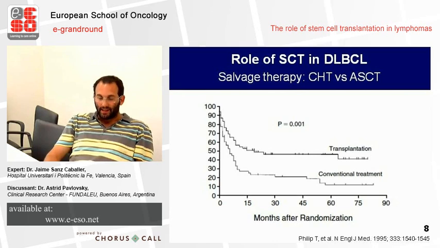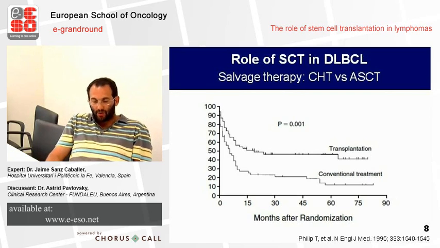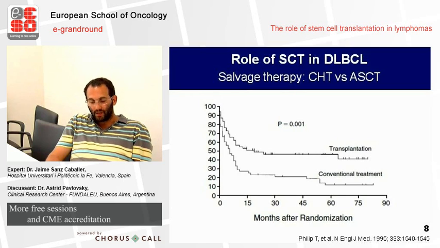Since 1995, when the PARMA trial reported a 46% 5-year event-free survival for patients who received salvage autologous hematopoietic stem cell transplant, against 12% for those receiving chemotherapy alone, the standard of care for patients with relapsed diffuse large B-cell lymphoma has been salvage therapy followed by autologous transplant. Next slide.